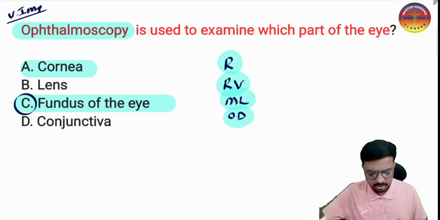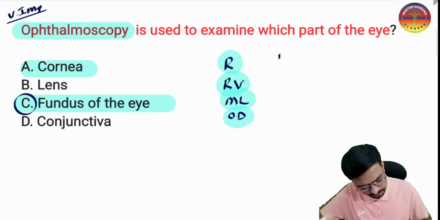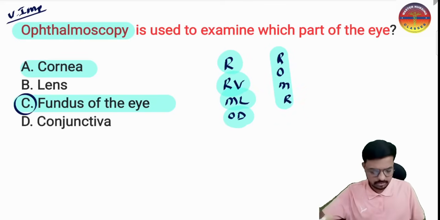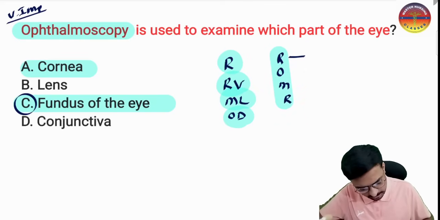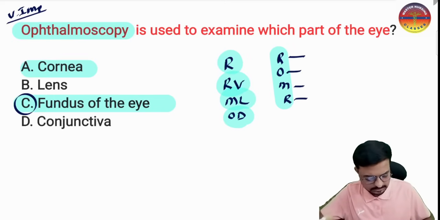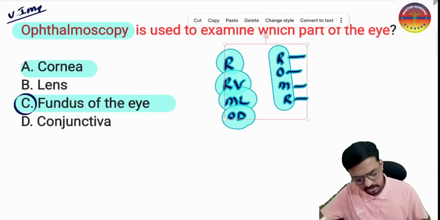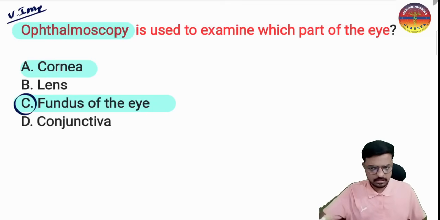So this is how we have to remember: retina and retinal vessels, optic disc and macula lutea. These are the things we are mainly focusing on in ophthalmoscopy. We'll see other things also.